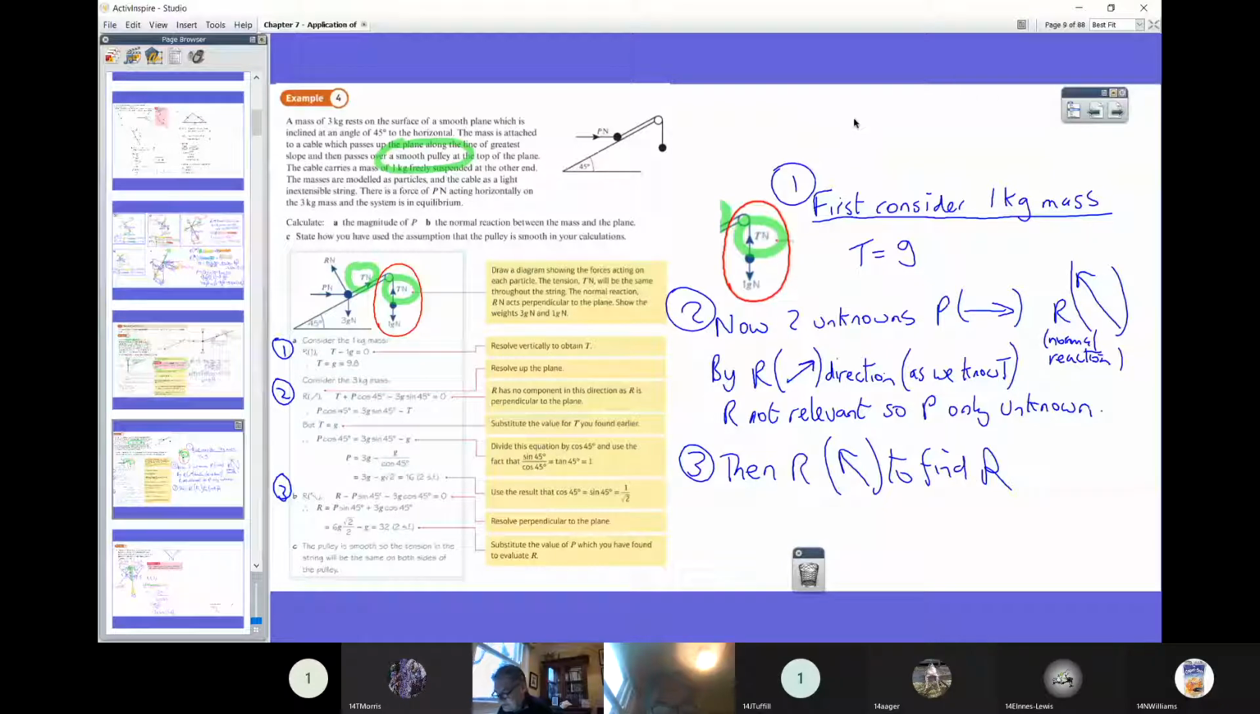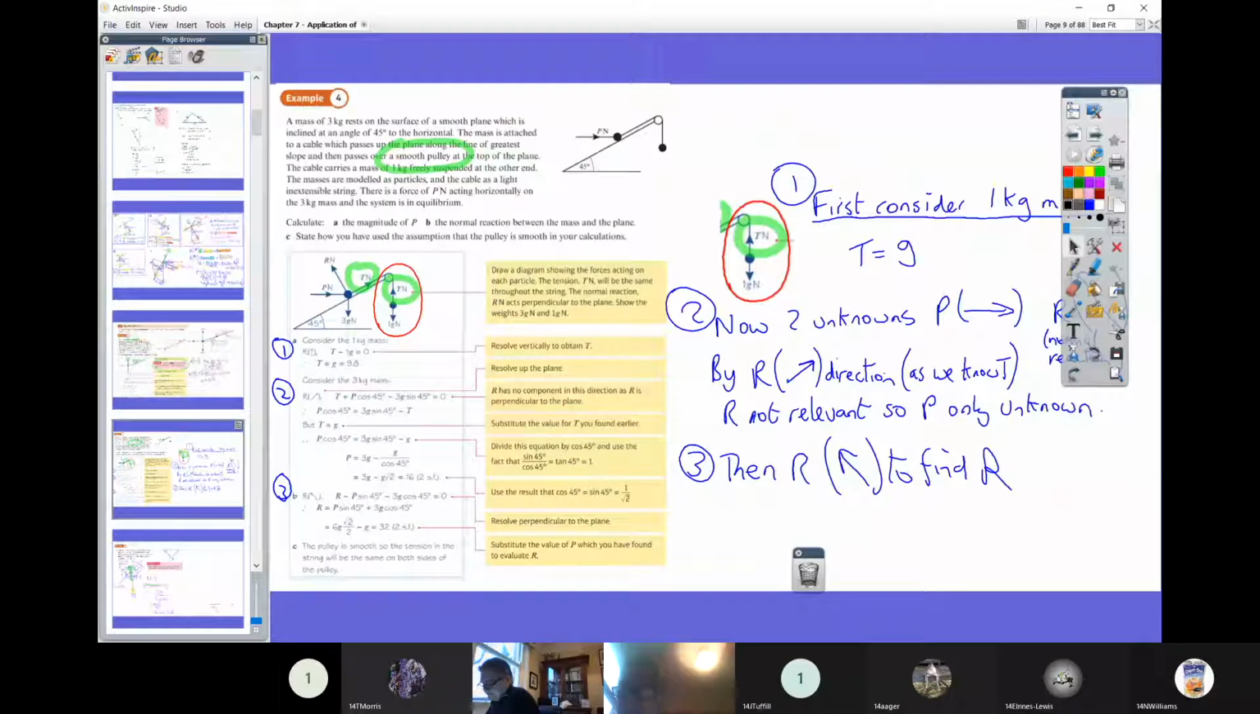Actually, I've confused things here a bit. The smooth pulley means there is no friction. That's a standalone point, so I'm going to change the colour where I've said smooth pulley. The bit in green is the second point. The fact it's smooth means no friction in your diagram. But whenever you have one of these pulley questions, start off by getting those 2 tensions either side of the pulley, both arrows pointing at the pulley, and those 2 tensions will be equal to each other. So again, those tensions are equal.